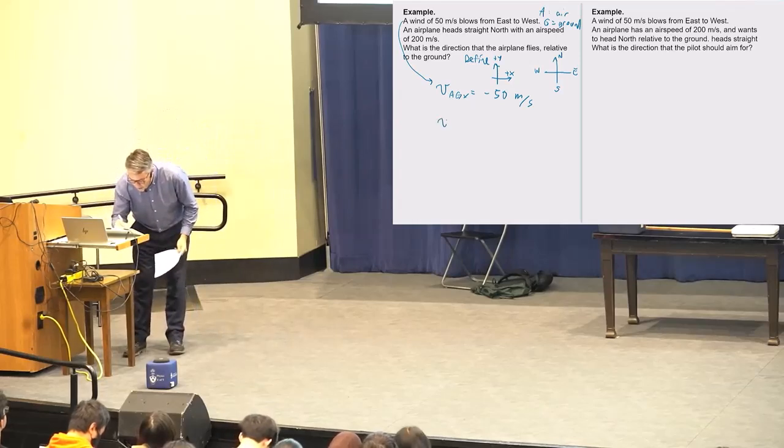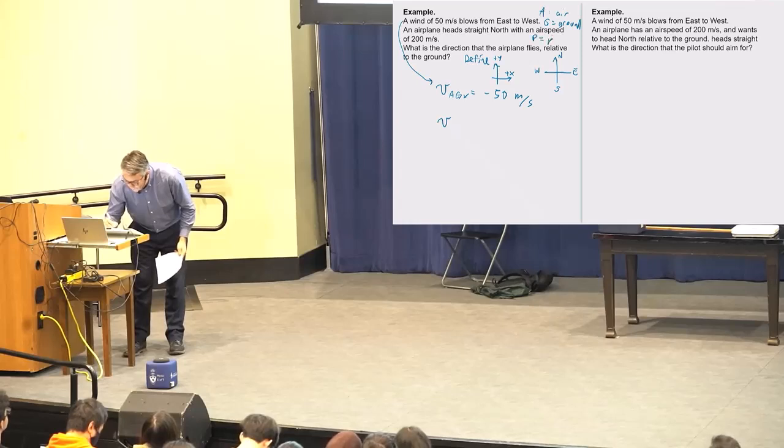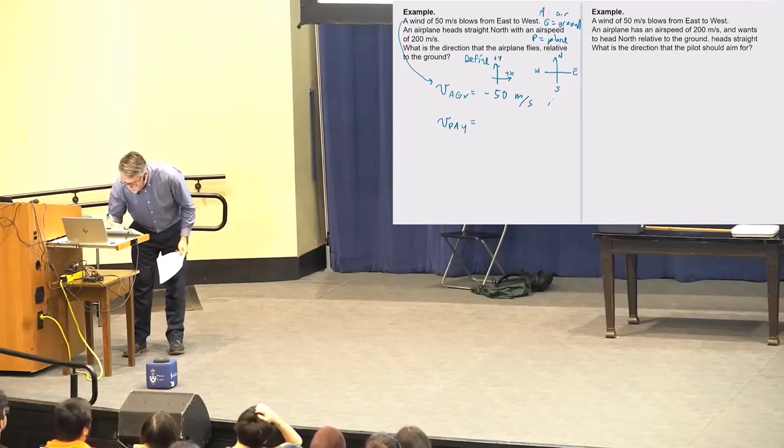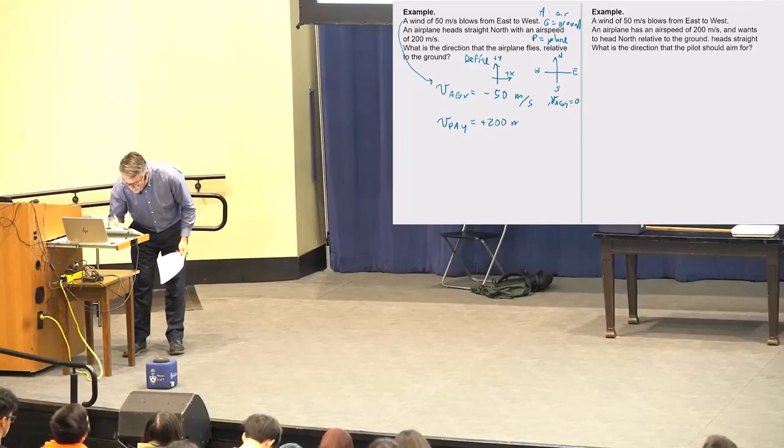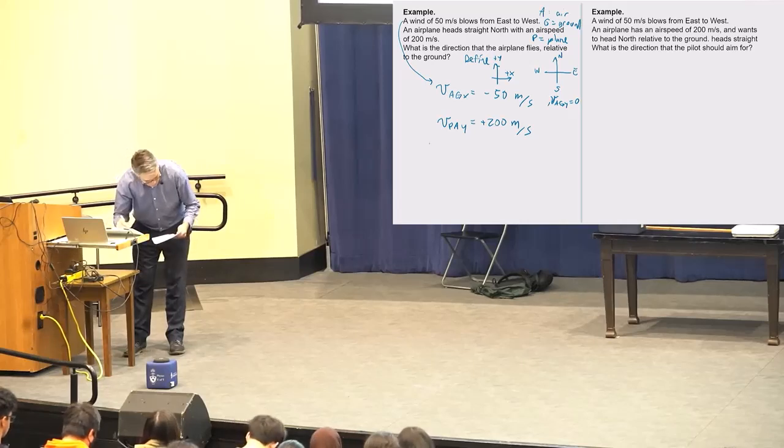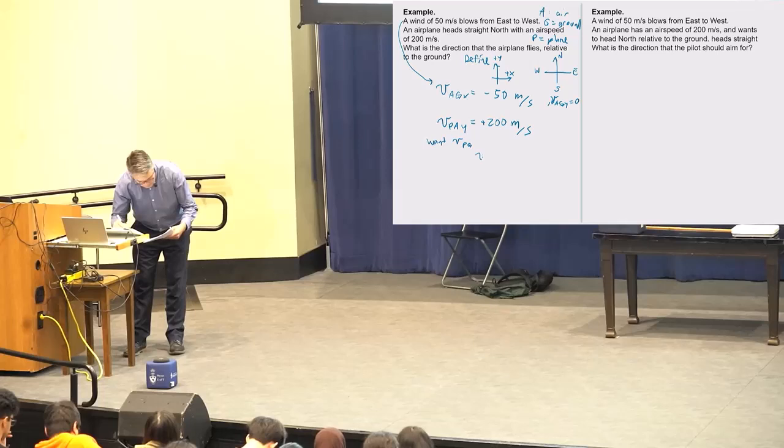So the velocity of, let's call P the plane, the plane relative to the air is in the y direction only. Also just say that V_AG,y is equal to 0. The plane relative to the air in the y direction is going north, so plus 200 meters per second. And then it says, what is the direction that the airplane flies relative to the ground? So what we're looking for is V_PG.